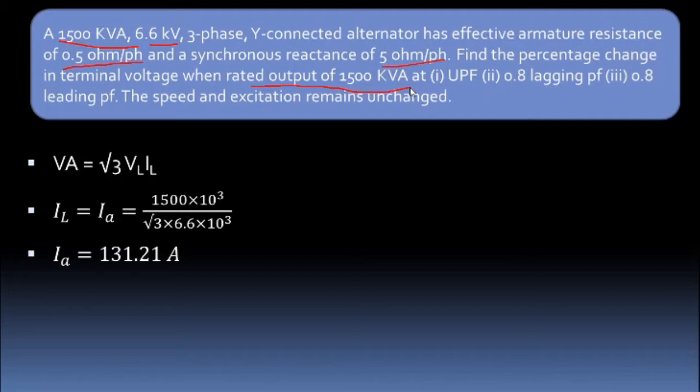Okay, so let's see whether we are getting 131.21. Yes, it is 131.21 amperes. Armature current comes out to be 131.21 amperes.